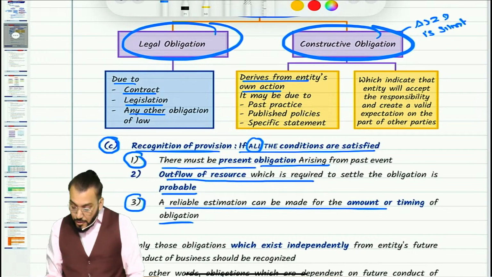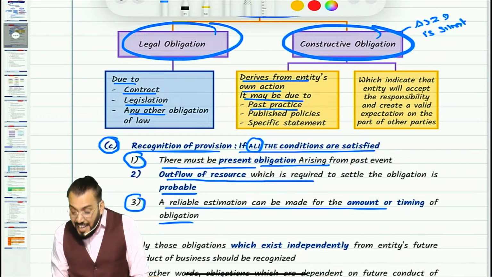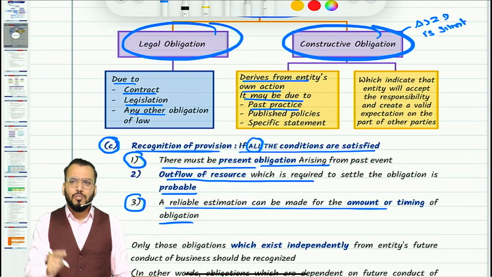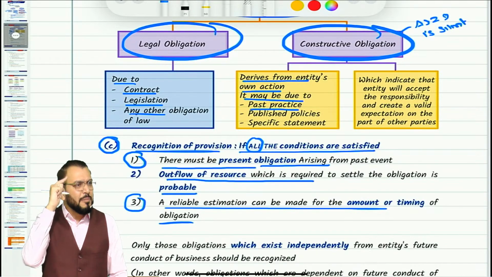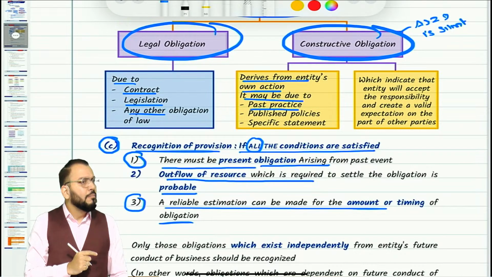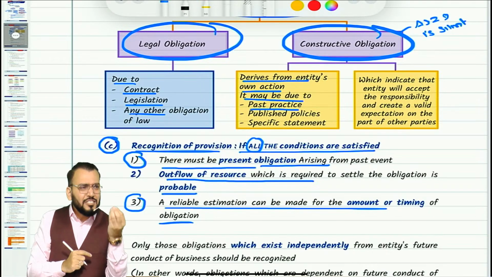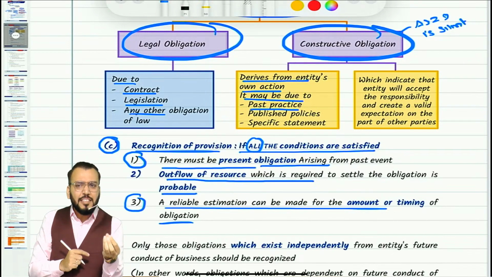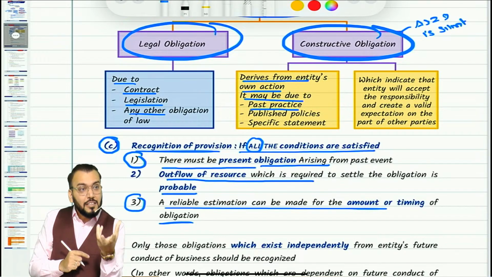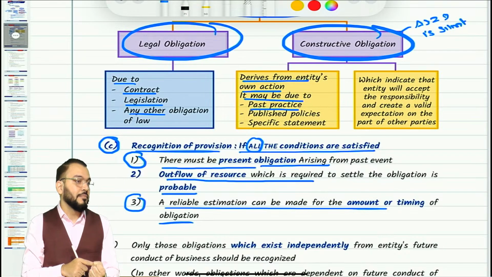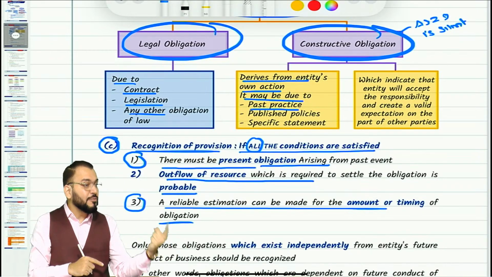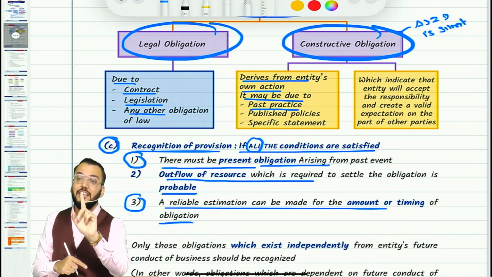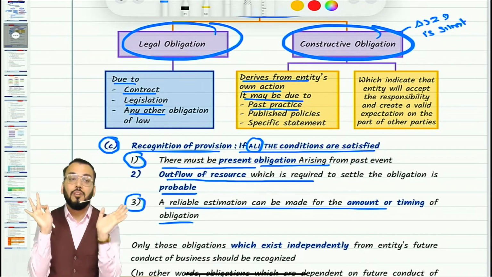Correct. So it may be due to past practice. It is quite possible that in past batches I have refunded the amount. So can you see you came to the class with the same information? Yes or no? Just try to understand. At some point of time, you know that in past batches I have refunded that fee. So that is nothing but a constructive obligation. It arises from past practice. In all my past batches, I have refunded the amount to those who scored more than 90. So it becomes a constructive obligation.